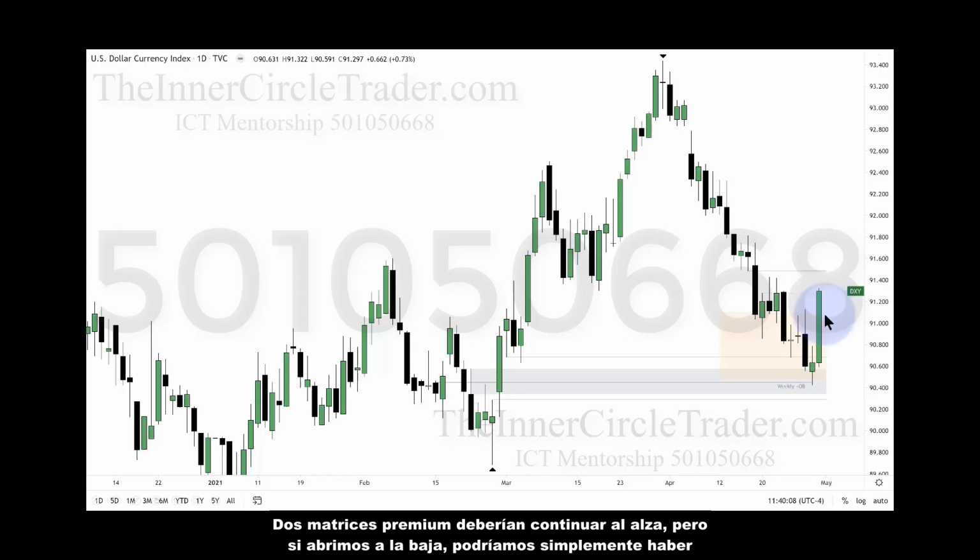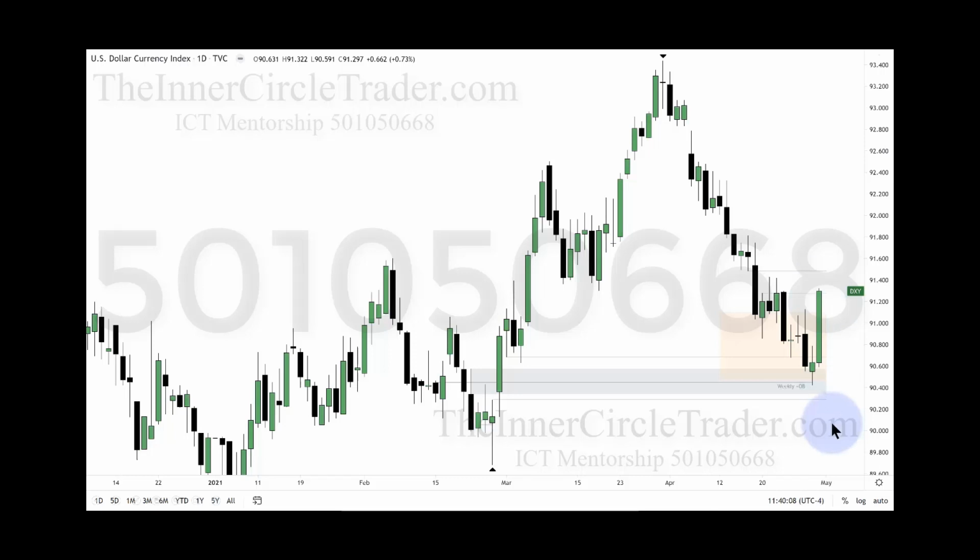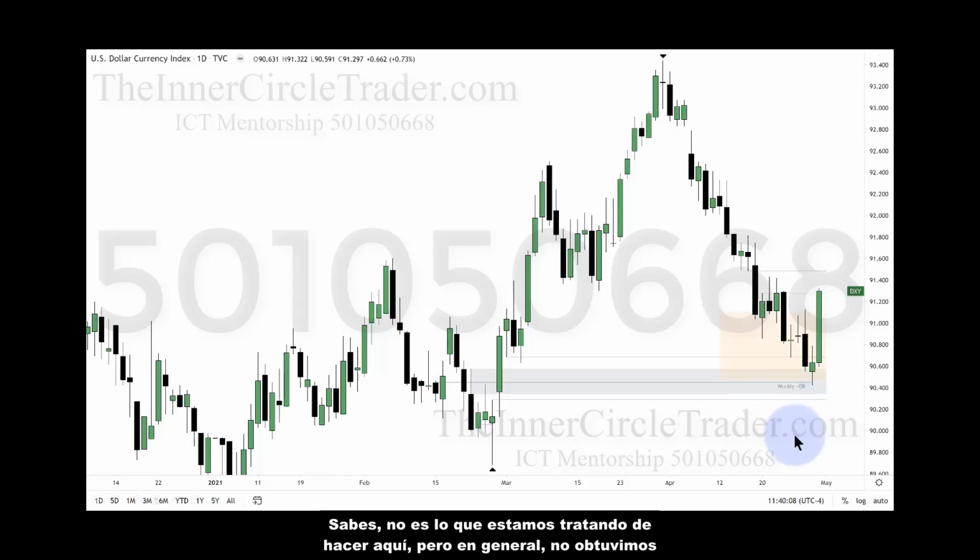But if we open lower, we could have just simply returned back into this fair value gap to pick up more of a premium and then continue trading lower. I'm not trying to pick a top, I'm not trying to pick a bottom. That's not what we're trying to do here. But all in all, we didn't get the Thursday New York open low, but we did get a Thursday low. So here's Friday's trading, Thursday low of the week, and hits the order block there.